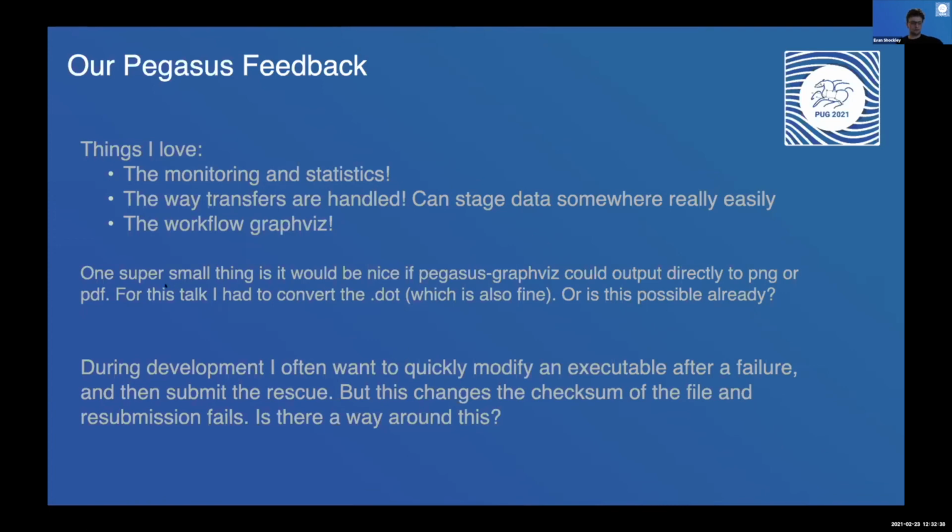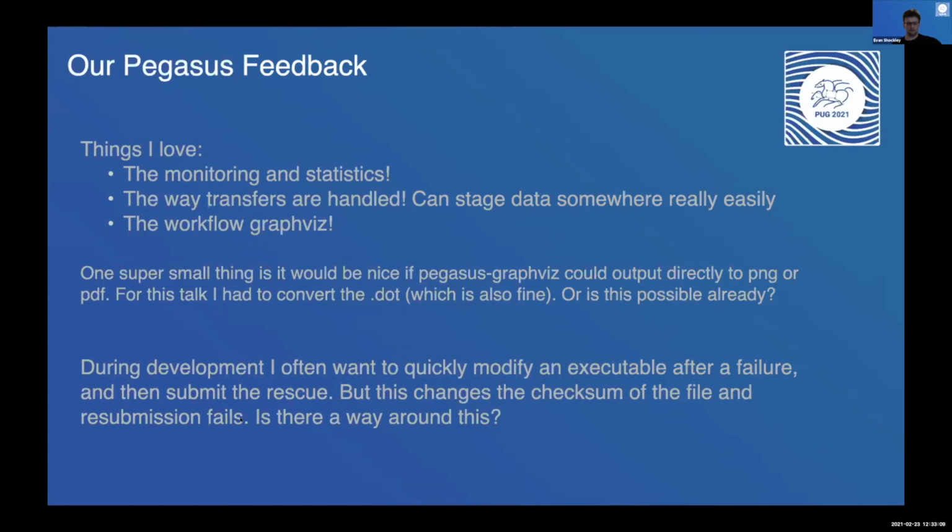One small request, I don't know if this is already available, but for the graphviz, it'd be nice if you could go directly to PNG or PDF. Right now it just goes to DOT, I think, which is easy to convert, but it might be nice to be able to go straight to an image. And I think this is echoing some of the other stuff people have said, but during development, if something fails, sometimes it's hard to find the exact error, like others have said.